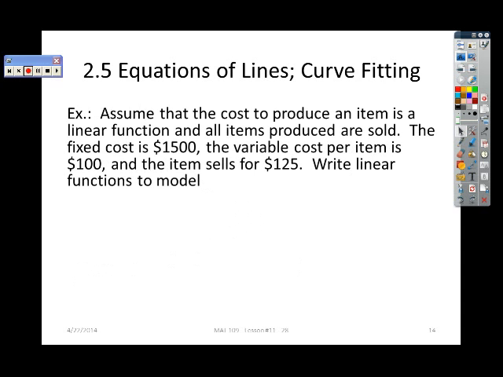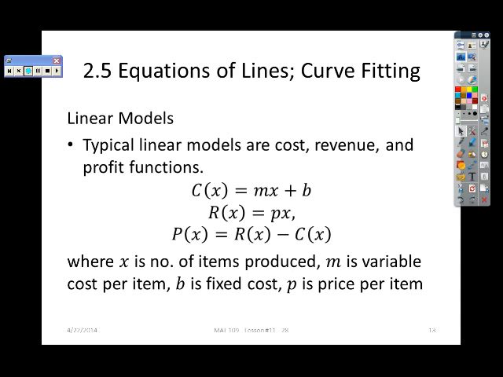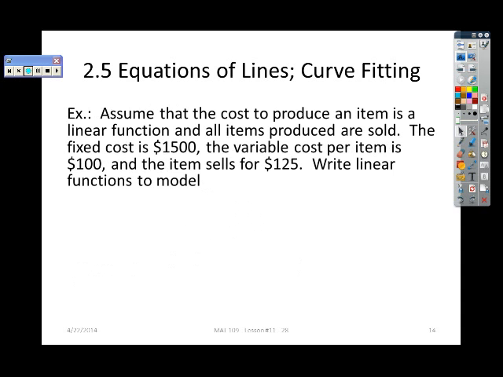The variable cost was that number that was in the x term, and that's going to be $100. So each time we make an item, it costs us $100. We have $1,500 that we have to pay whether we make any or not. So fixed cost, variable cost. We're going to sell it for $125. So that would be the p, the price. We sell it for $125. That's the price. So our cost function, our revenue function, our profit function, what are they going to look like?